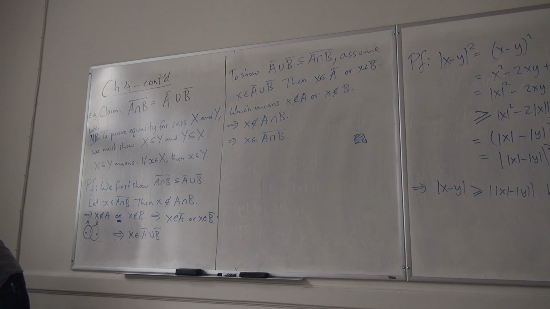We'll end there. We'll cover some more examples with sets and then Cartesian products of sets next time and move on to proofs by contradiction.